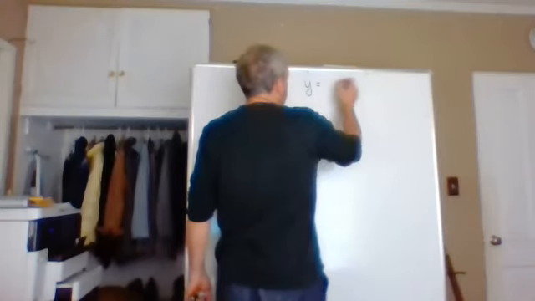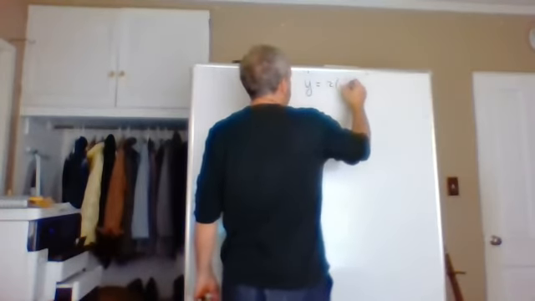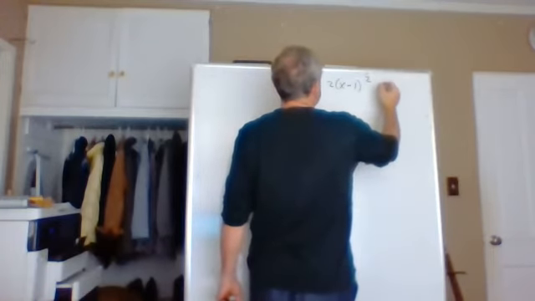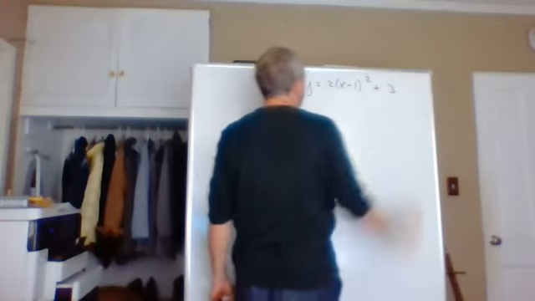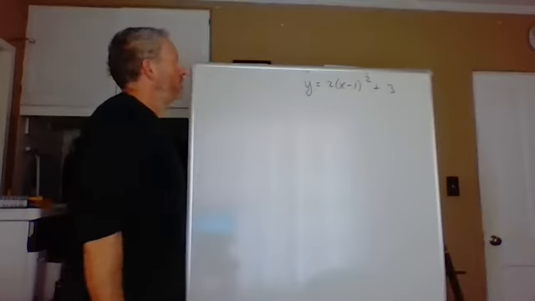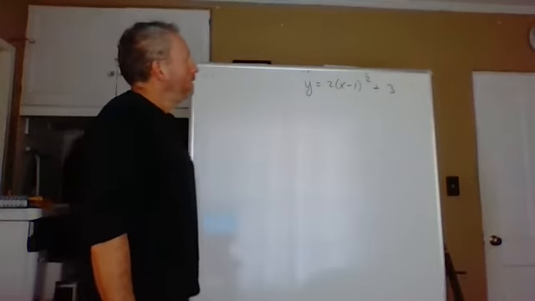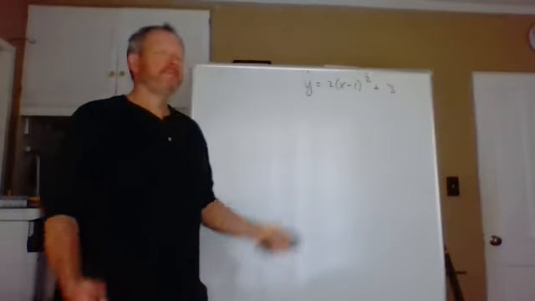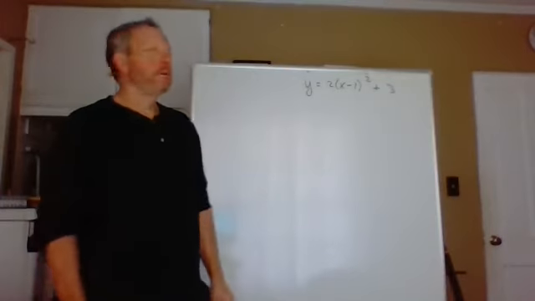But let's say we wanted to graph this. Let's say 2 times x minus 1 squared, plus 3, just to keep the numbers nice and tame and reasonable. This one is shifted up 3, to the right 1, and it's curved up. Fine, no problem. You go about your business, you graph it.